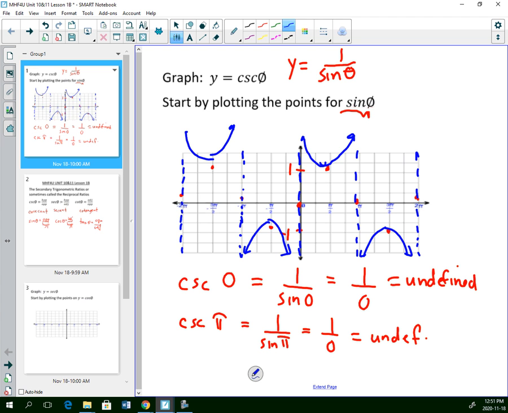So that's what my cosecant graph looks like. I'm going to start by finding the zeros, drawing in my vertical asymptotes, and then I'm going to inverse the rest of the graph: anything that's down is going to go up, anything that's up is going to go down. Okay?